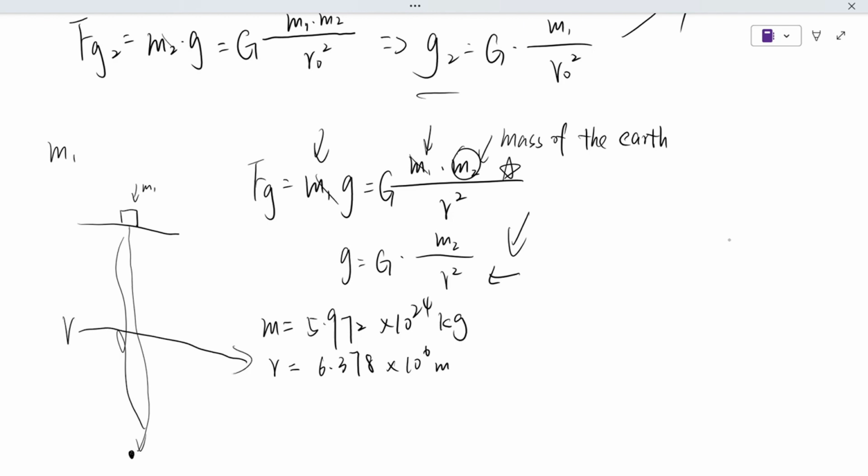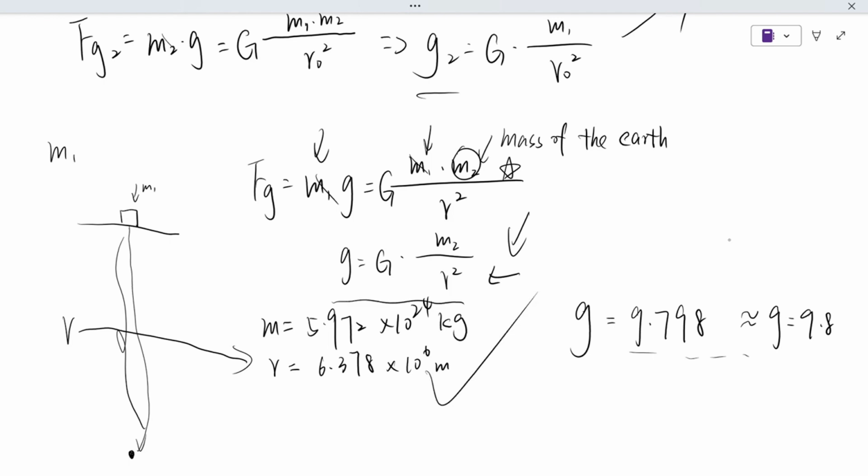So when you plug it in, you will get g equals, I think, around 9.798 something. So you may get some number around this, which is very, very close to g equals 9.8. So yeah, this formula works and it is absolutely correct. Also, I have to mention this again: cancel out the mass of the object, and use the mass of the planet, not the object that it gives you in a question.